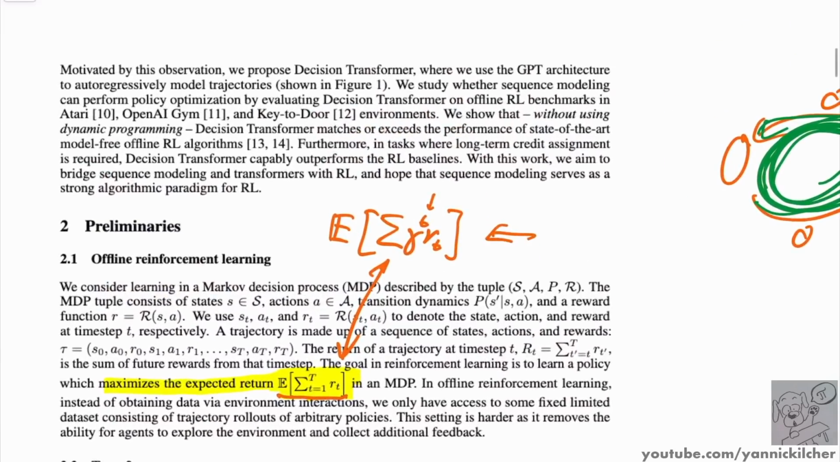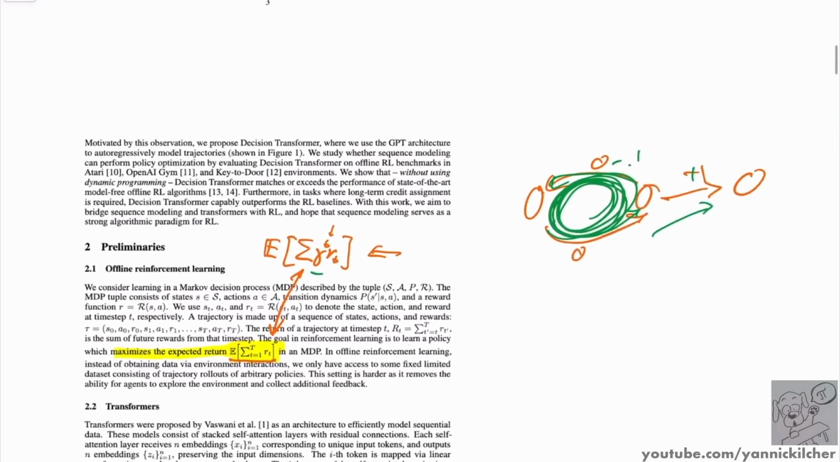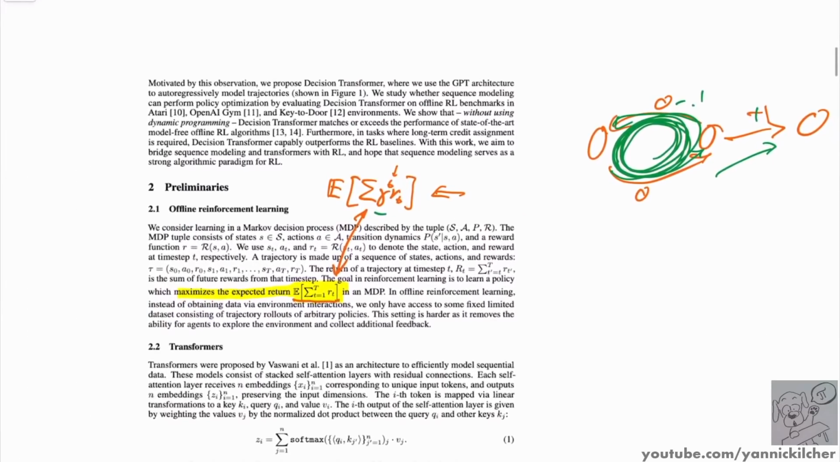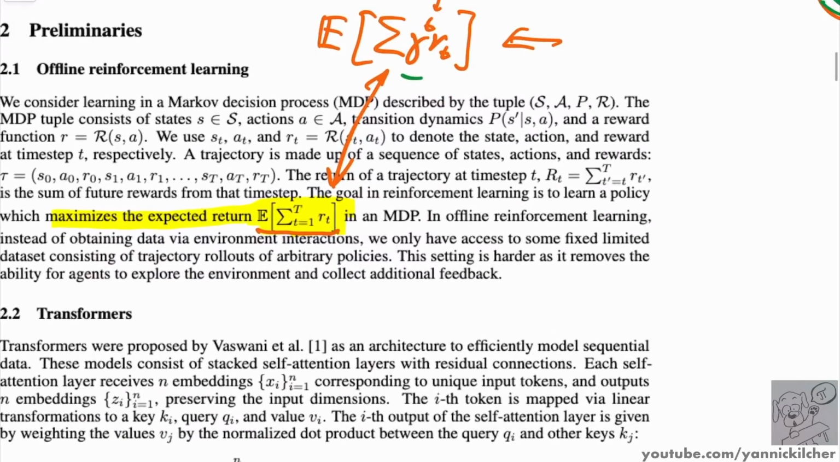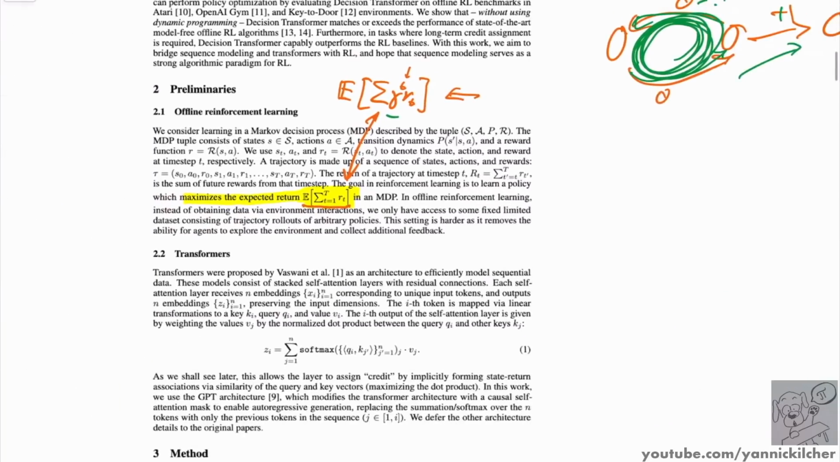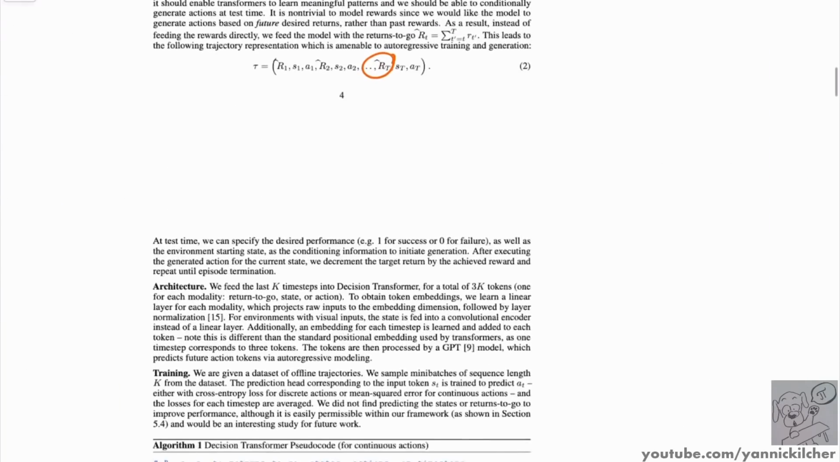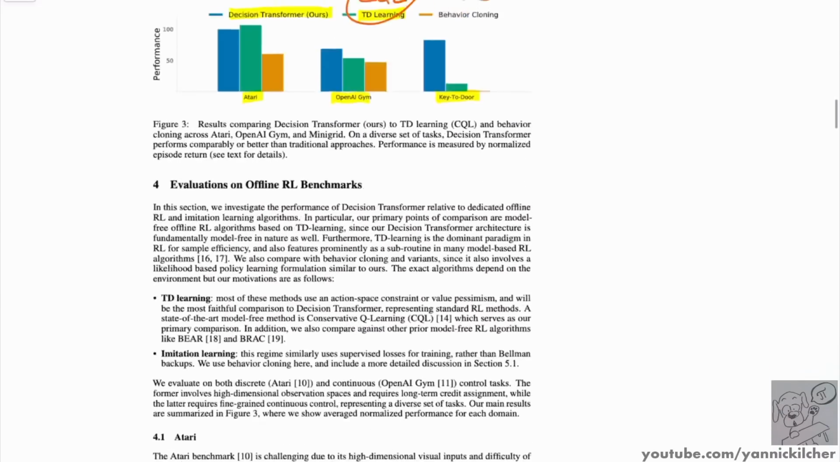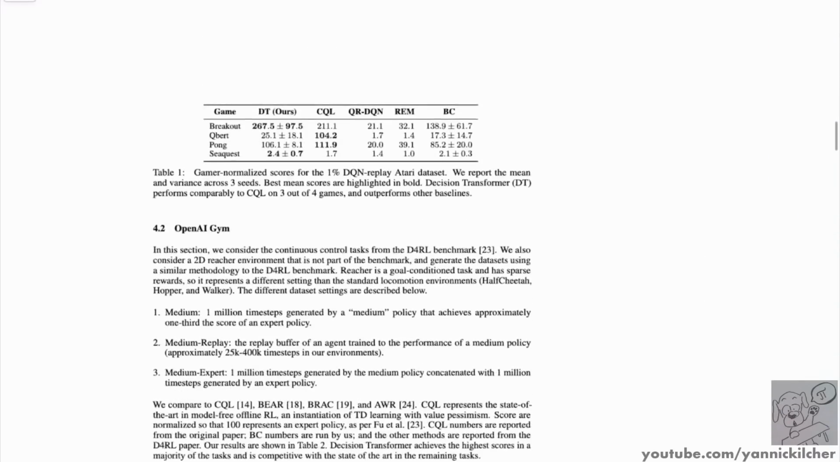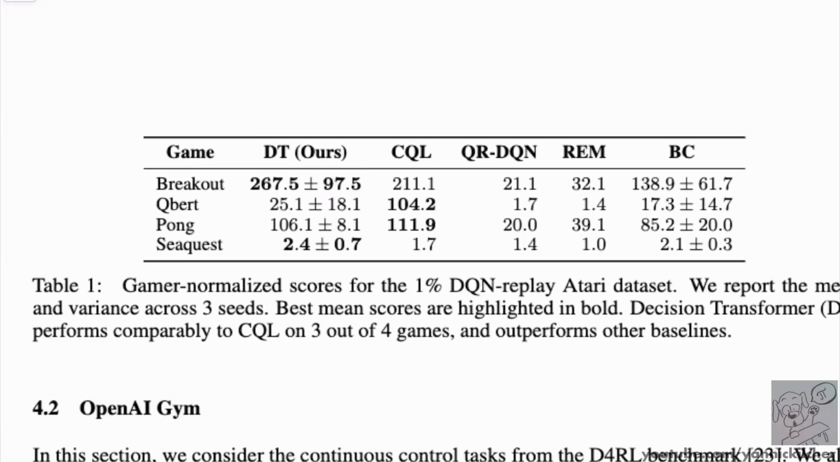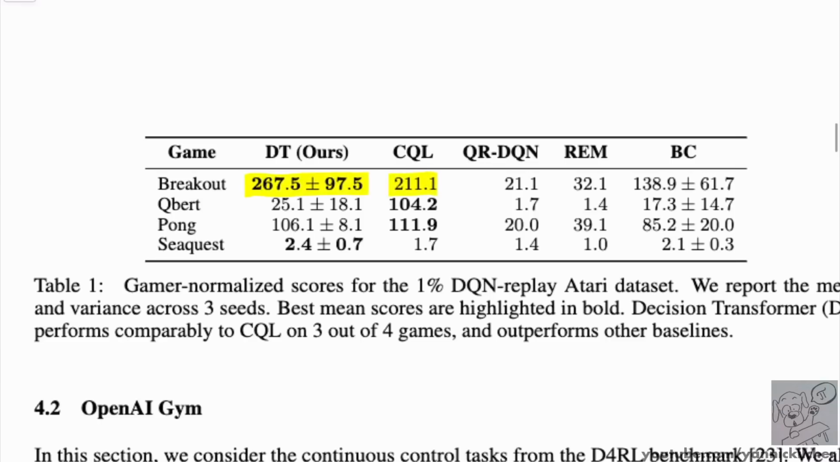But what I want to point out here is that the objective is different. So maybe they say we can get by with this objective. I don't see that. That's a choice of the modeler. And you run into problems with some environments if you don't have a discount factor. In any case, you can see right here in the experiments, for example, this is Atari. The decision transformer outperforms CQL in some respects. It trails it in other ones.